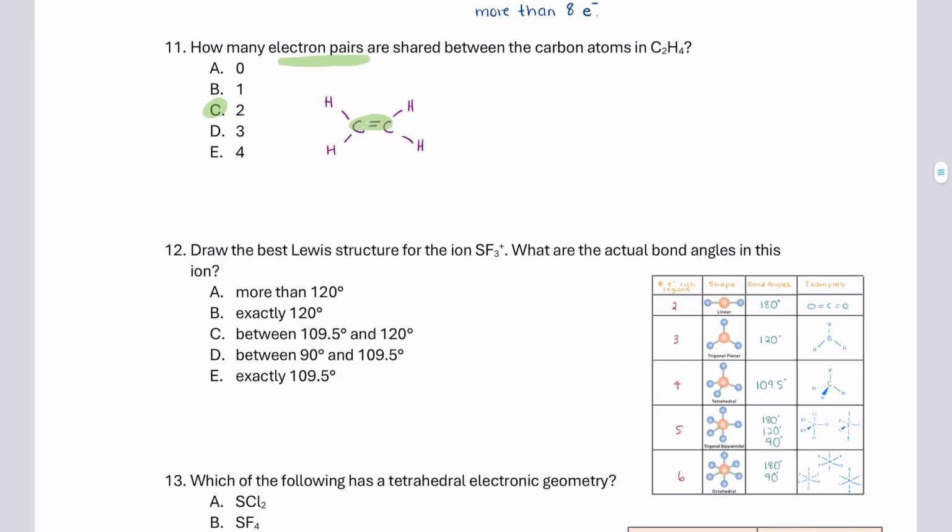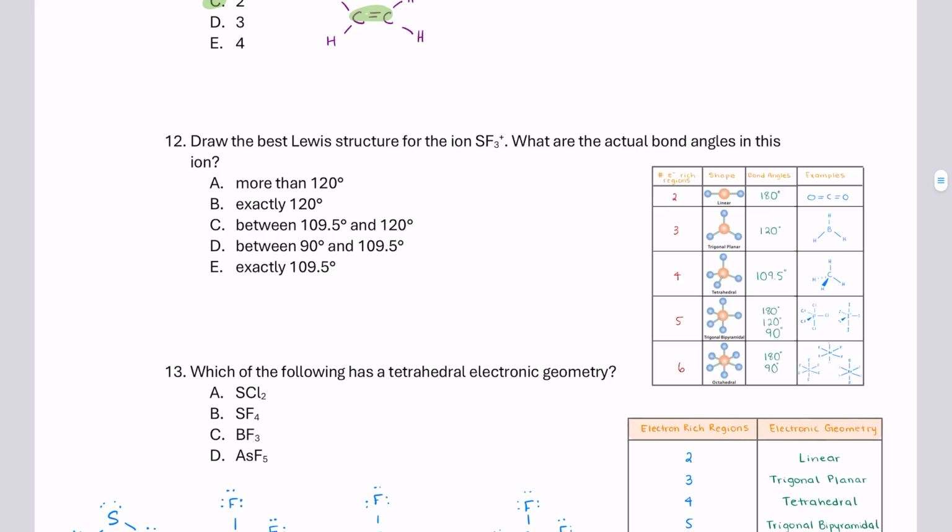Problem 12 says, draw the best Lewis structure for the ion, SF3, and it has a +1 charge. What are the actual bond angles in this ion? So to draw the Lewis structure, we need to know the total number of valence electrons. We get 6 from sulfur, and we get 7 from fluorine, and there's a total of 3 fluorine atoms. 21 plus 6 is equal to 27. But this ion has a +1 charge, meaning it has lost an electron. So there's a total of 26 valence electrons.